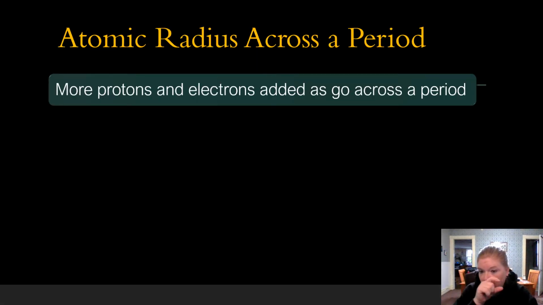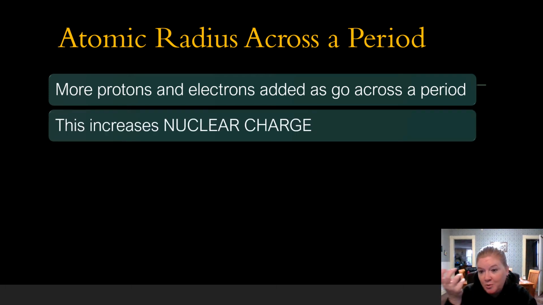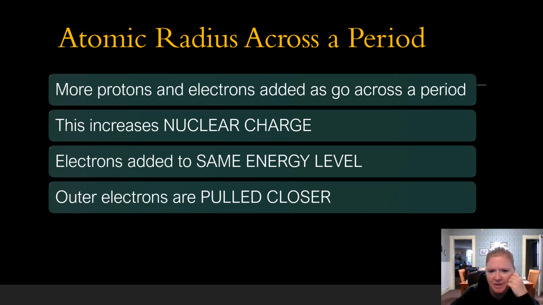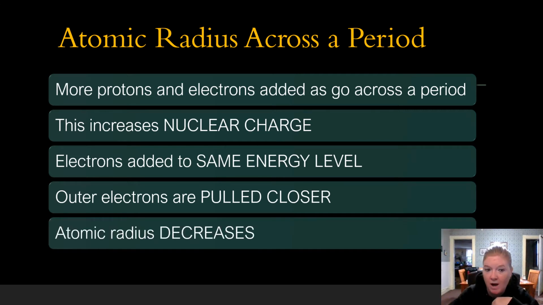So across a period, remember, a period is a horizontal row. If you remember from the last one, more protons and electrons are added as you go across a period. This increases the nuclear charge. The electrons are being added to the same energy level. So the outer electrons, in fact, are pulled a little closer. Remember, the ionization energy was harder, pulling the electron away. Why? Because those electrons are being pulled a little closer. So in fact, the radius decreases slightly. As we're going across a period, the radius actually decreases.